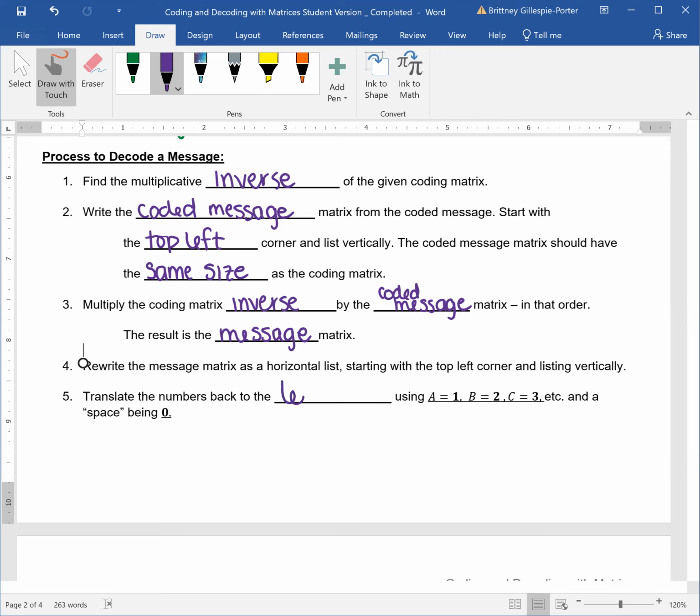And then you need to go back to your letters with A equal to 1, B equal to 2, so forth and so on. If you have a 0, remember that is a space.